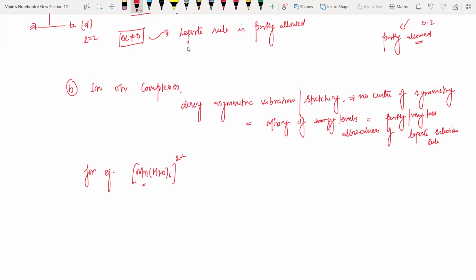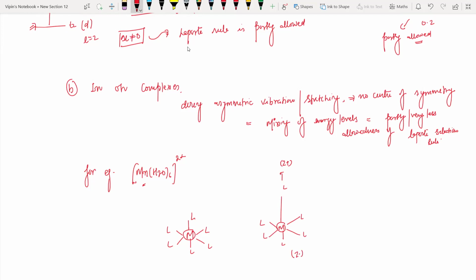What is asymmetric vibration? If we have a perfect octahedral complex like this, it has center of symmetry because if we move from the center in one direction, there is distance L, and if we move from the center in the opposite direction, there is the same distance L. Asymmetric vibration will be like this, L and this L, and there is no center of symmetry. Why? Because when we move from the center in the positive z direction, we have to travel more distance, while when we move from the center in the z minus direction, we have to travel less distance.